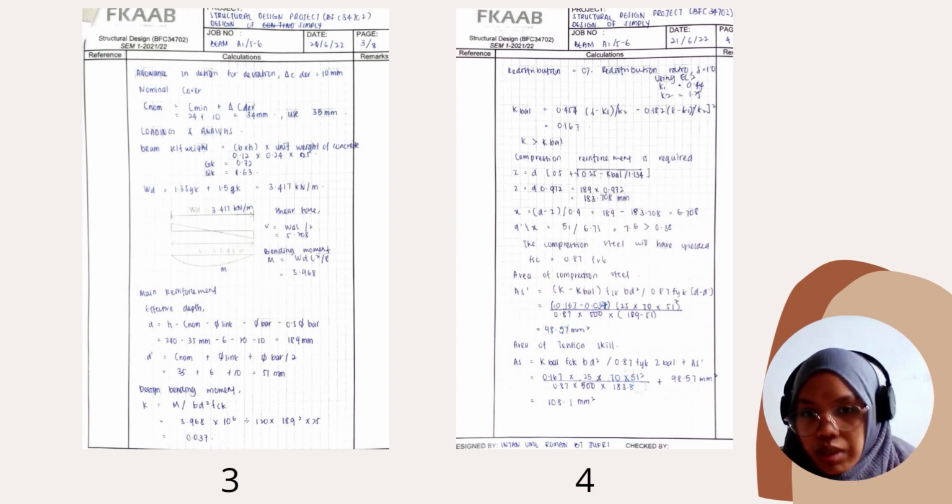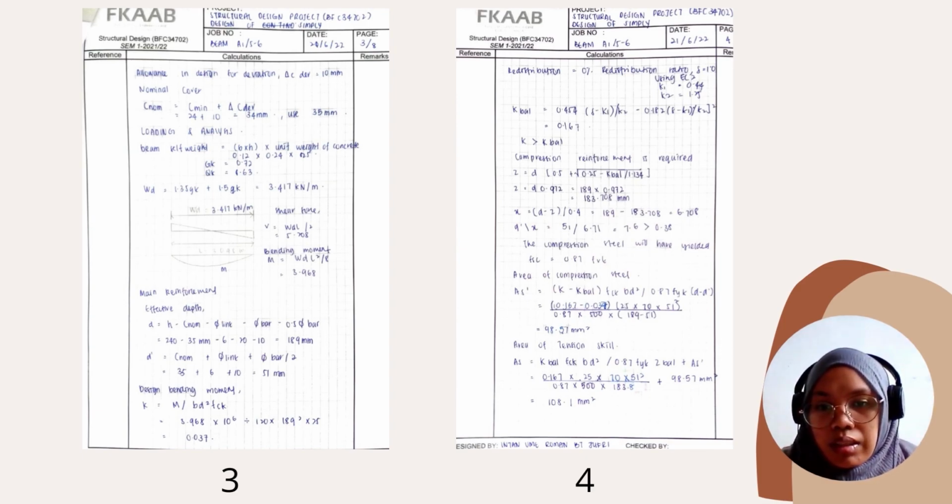For the main reinforcement, for the D is 189 millimeter. For the D S for the B is 51 millimeter. For the design bending moment, K is equal to 0.037. For the K bar, it is 0.167, and it seems that K bar is higher than K. Okay, so for the AS is equal to 108.1 millimeter square.